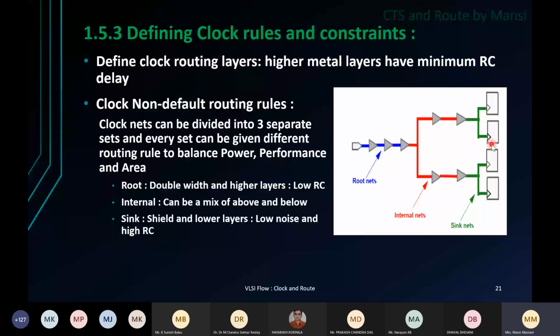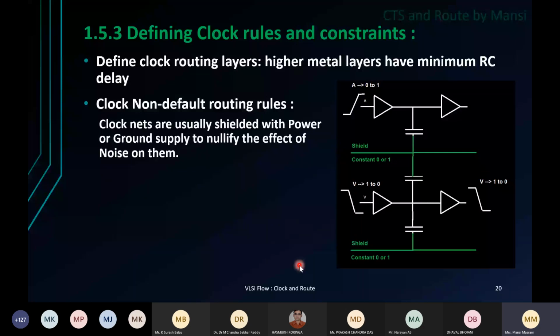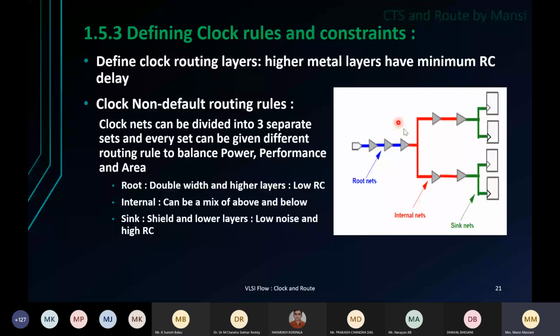So now how do we save them from other issues? We actually shield them. The one thing which we learned over here is called shielding. So the top nets we don't shield, we route them in higher level. For the internal nets, we can use a mix of it: higher metal layer, no higher metal layer, double width, double spacing, and shielding also if you want. But the leaf nets definitely need shields.